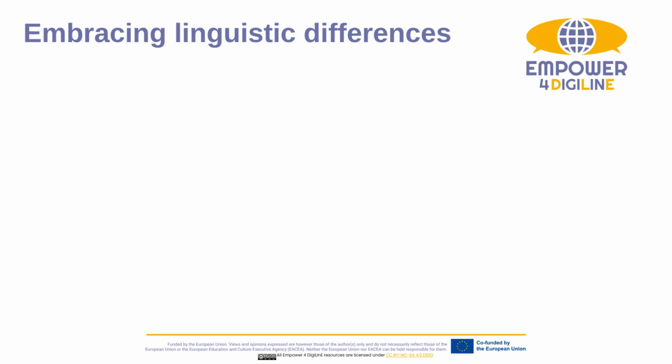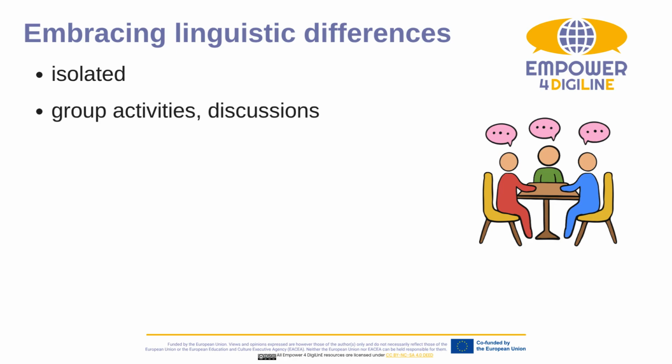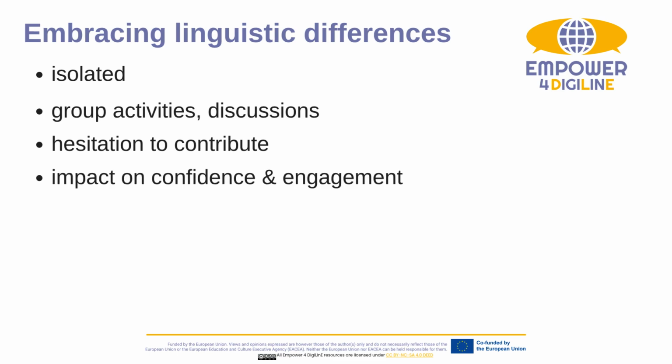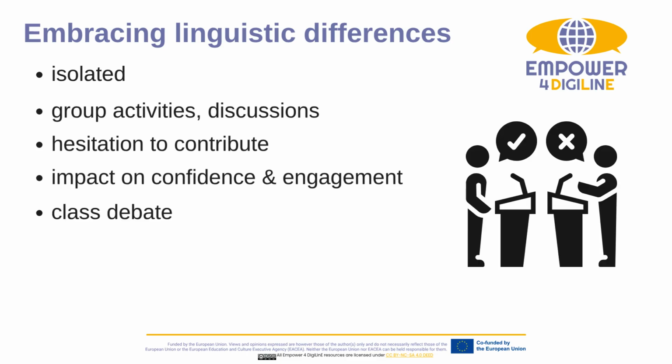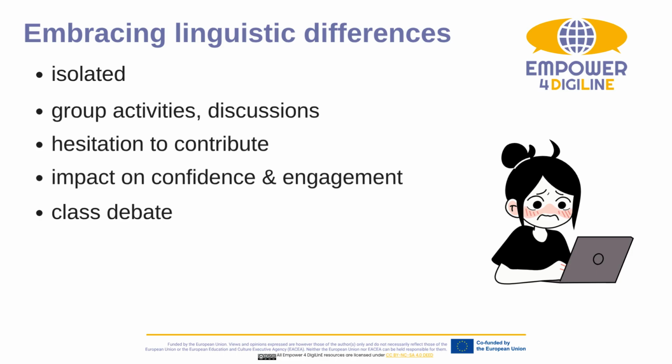Moreover, a learner who speaks a different first language may feel isolated, especially during group activities or discussions. They might hesitate to contribute, fearing embarrassment if they make a mistake. This can impact their confidence and engagement. For instance, if a class debate moves quickly, a learner who does not have the same level of mastery of the target language may struggle to follow along or jump in with their thoughts.